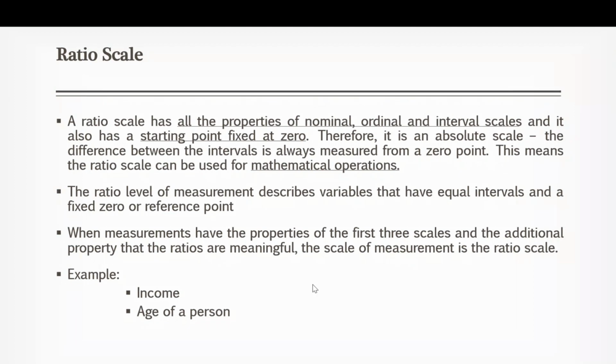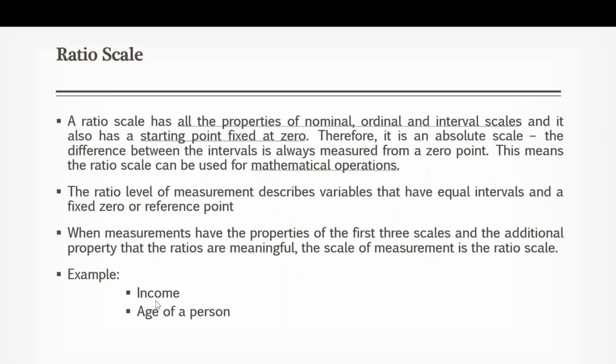Ratios are meaningful means what? Just now I gave you the example 100 divided by 1 or 1 divided by 100. Like I have 1 rupee in my pocket and my friend has 100 rupees in his pocket. So he is 100 times richer or I am 100 times poorer than him. And it is true, scientifically true, mathematically true. There is no objectivity. Because ratios 100 divided by 1 or 1 divided by 100, both are meaningful ratios. Both will give us an idea. So when the measurement has the properties of the first three scales and the additional property that the ratios are meaningful, the scale of measurement is called ratio scale.